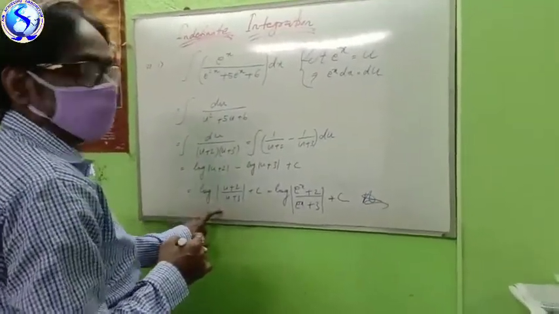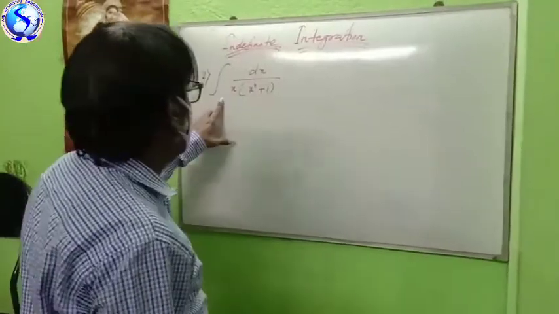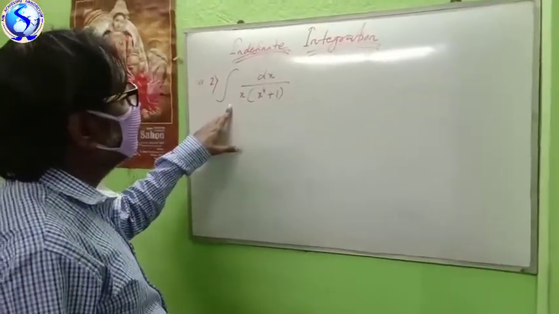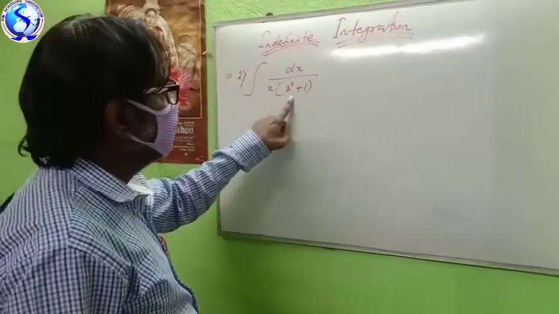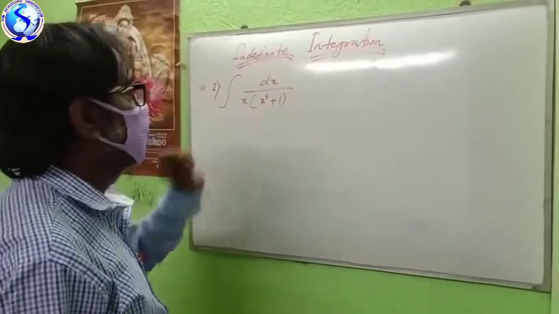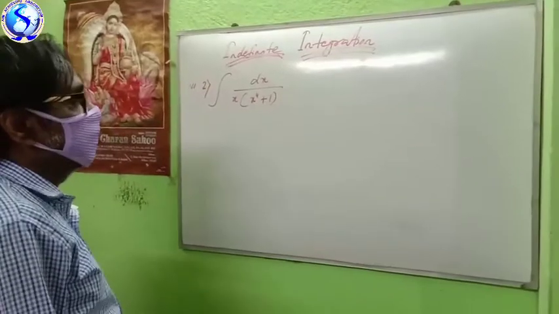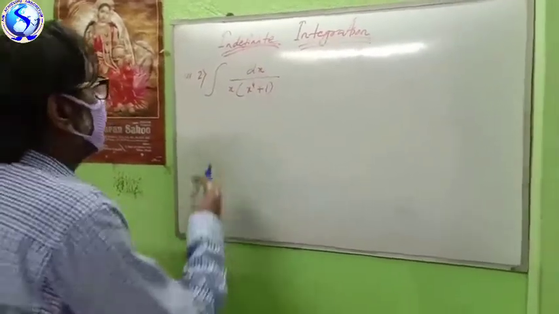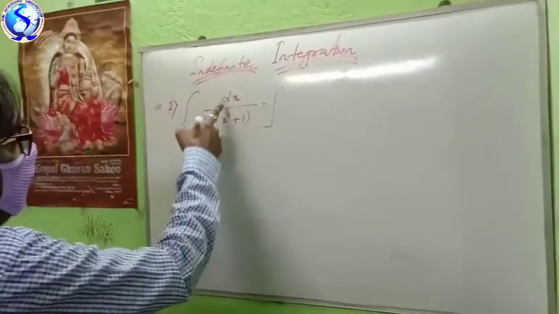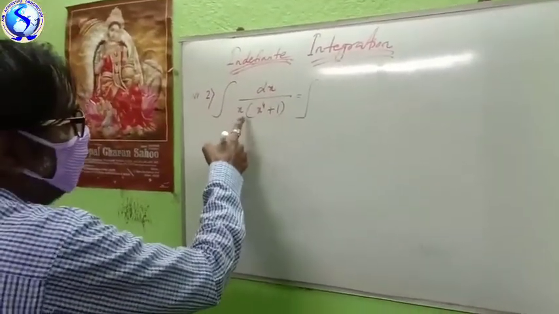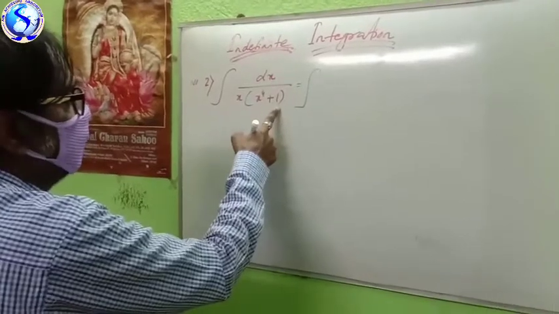Let us go to question number 2. See, question number 2 I am taking from the book exercise: integral of dx by x into x to the power 4 plus 1. How to proceed with this type of sum? Just see, integration sign, dx by x, and bracket x to the power 4 plus 1.